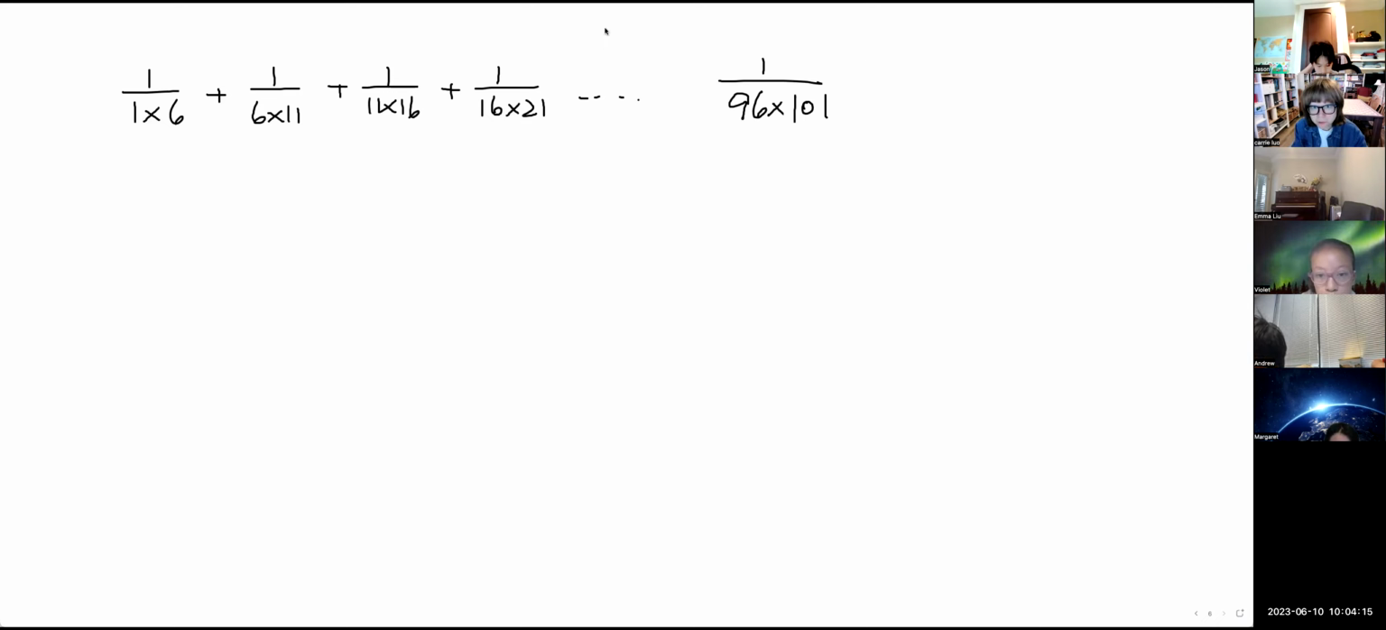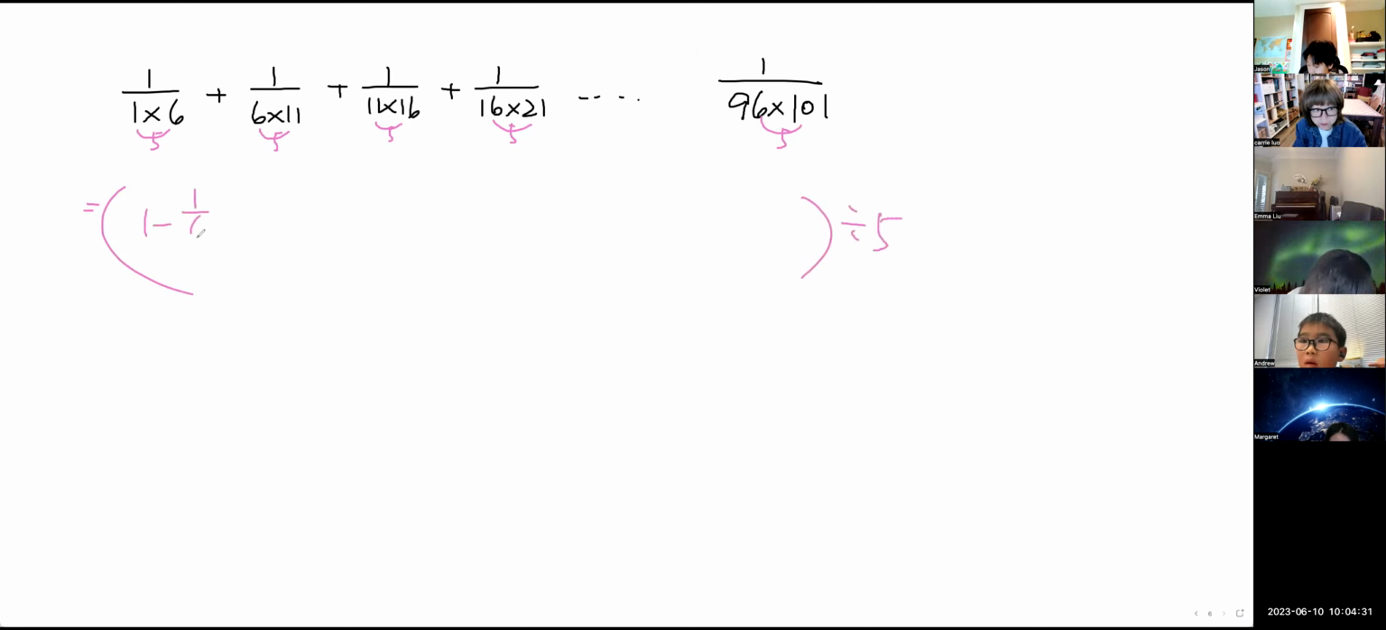Okay, so everybody, if you want to do this one, I want you to take a look at what is the differences between every single number. 5, right? So that means we're doing the same thing, but we just bracket and divide it by 5 at the last. So it's 1 minus 1 over 6 plus 1 over 6 minus 1 over 11 plus 1 over 11 minus 1 over 16 and all the way to plus 1 over 96 minus 1 over 101.